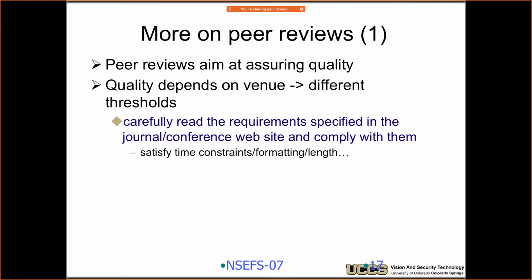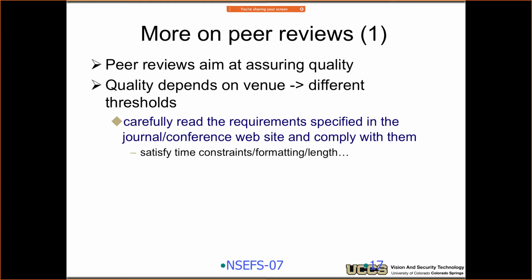And that can be very tricky if you're between fields, because you have to figure out where to really send it. So the quality depends on the venue, and different thresholds, both what's the topic and the quality is what they're going to look at. Before you submit anywhere, you want to carefully read the requirements specified in the journal, conference website, or whatever, and comply with them. Satisfying time constraints, formatting, length, right?